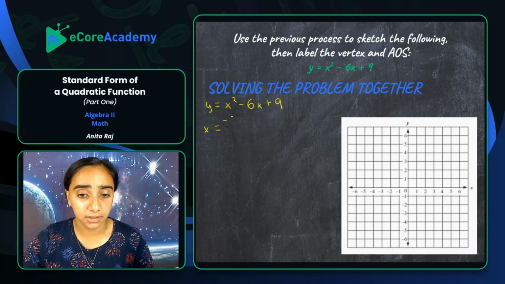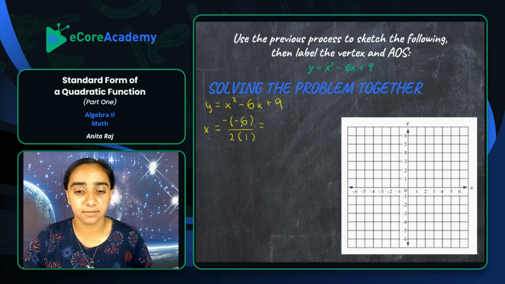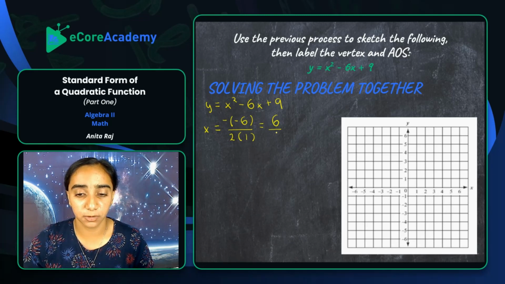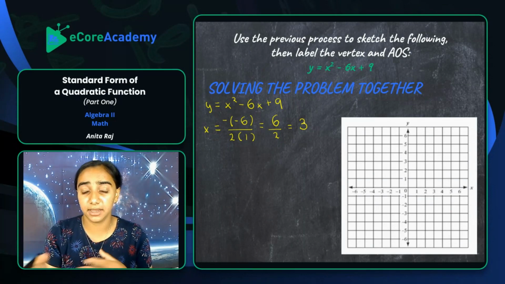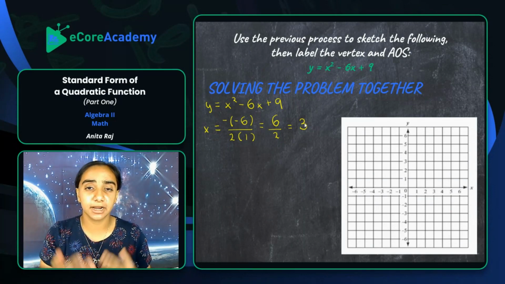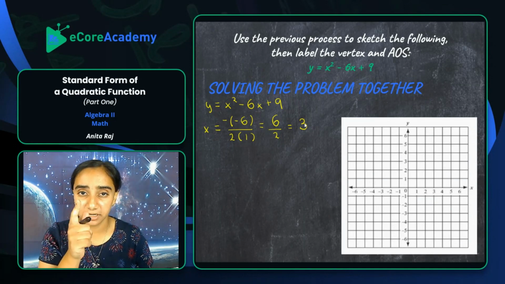So negative times negative 6, because remember, negative b. And then over 2a. So what is a in this case? Like I said, 1. And then we're just going to be simplifying this. Negative times negative is positive, so this becomes 6, and 2 times 1 is 2. So we find out that our axis of symmetry and our h value of the hk, which is the x coordinate of the vertex, is 3. So we already have that solved.